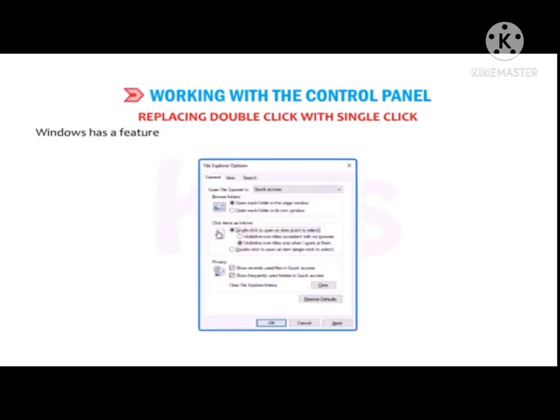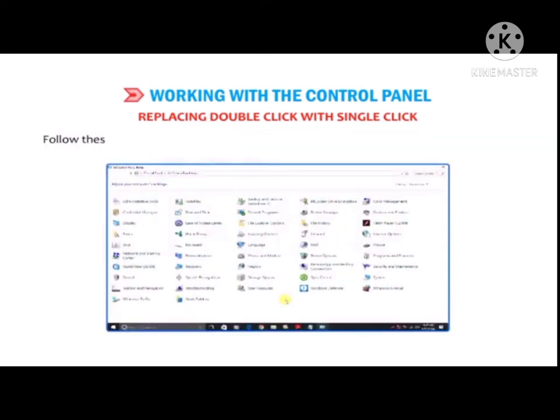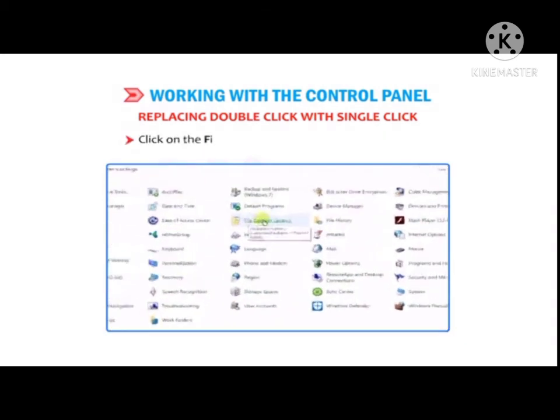Replacing double click with the single click. Windows has a feature to replace double click action of your mouse with the single click. Open any file or program with just a single click. Follow these given simple steps and forget the practice of double clicking.